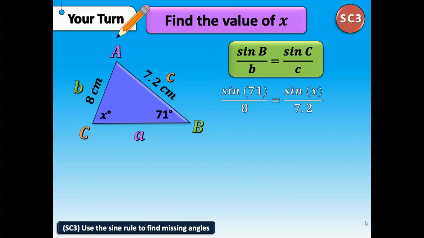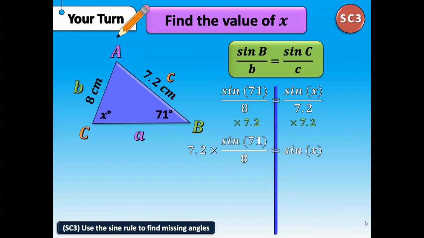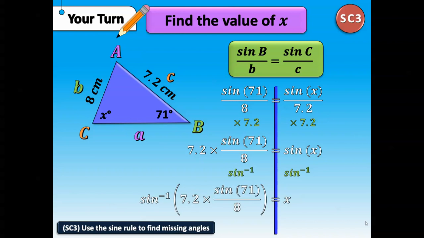Substituting my values, and I need to get rid of the 7.2, so I times both sides by 7.2. And then I do sine to the minus 1. I type that into my calculator, and I get 58.3 degrees.